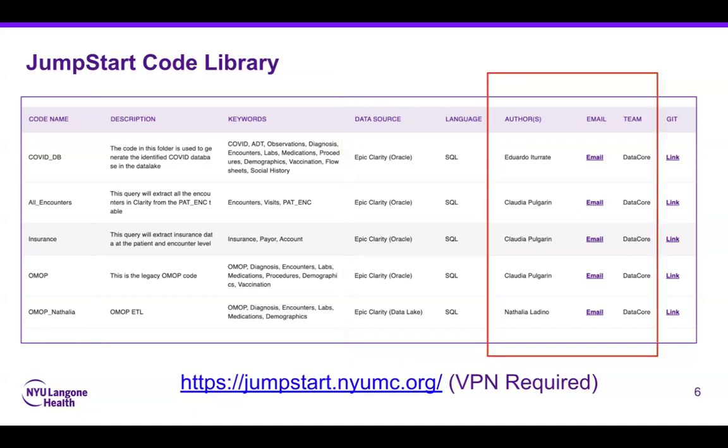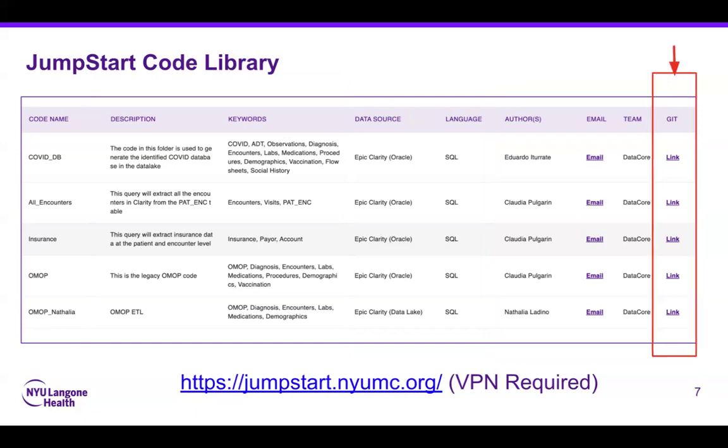Next in the directory, you will see a little bit of author information. So you'll see the author's name as well as the email address in case you ever need to reach out to them and their departments. And lastly, and importantly, you will see a link to a Git repository where you can access and reuse the code that was submitted to JumpStart.